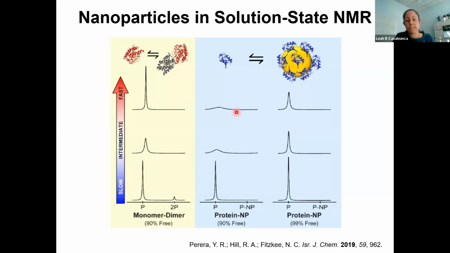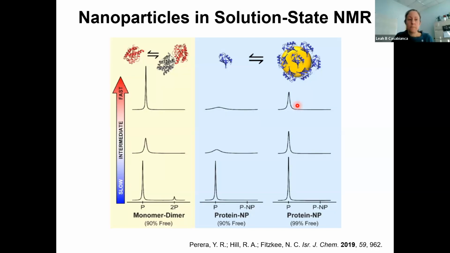The other difference is that in the fast exchange regime, it only takes a small amount of bound ligand to drastically perturb the spectrum that we see. So if we look at only 10% bound, we see that there's a very drastic change compared to 10% bound if we're just looking at protein dimerization. And even in the case of only 1% bound, we see still a drastic effect on the broadening of this peak in solution state NMR.